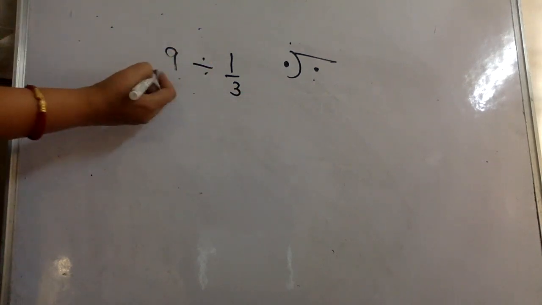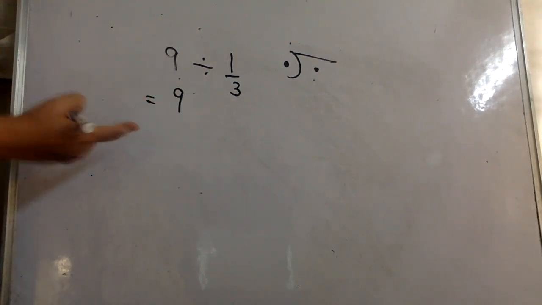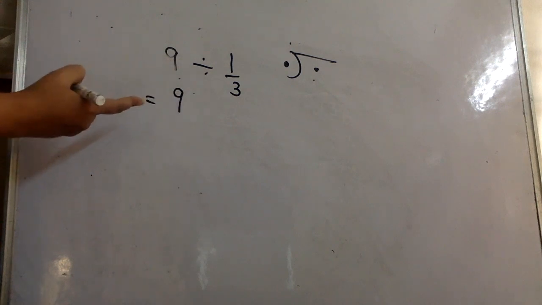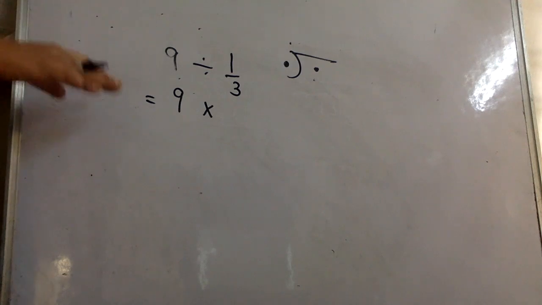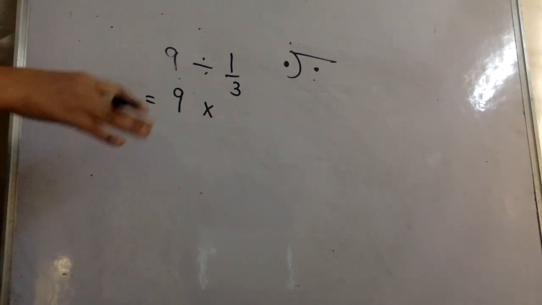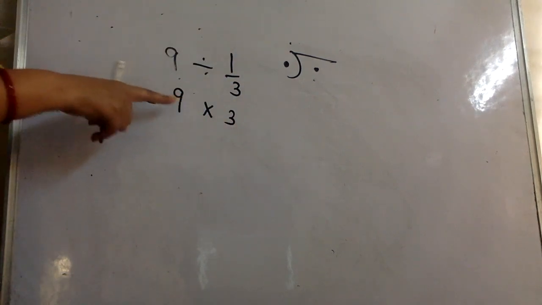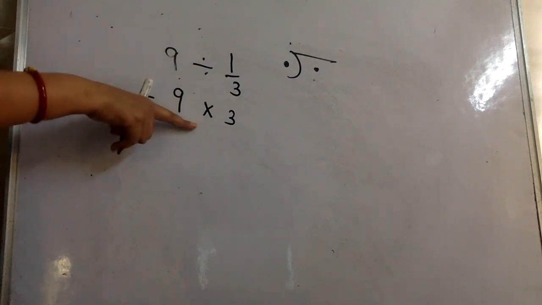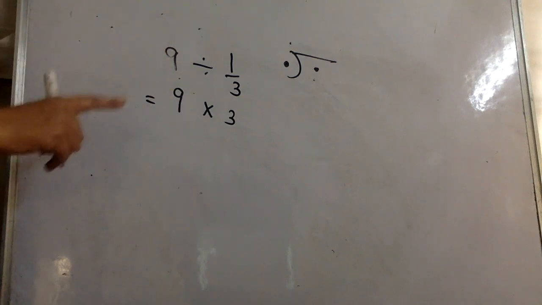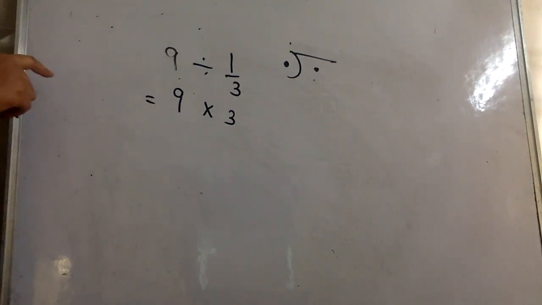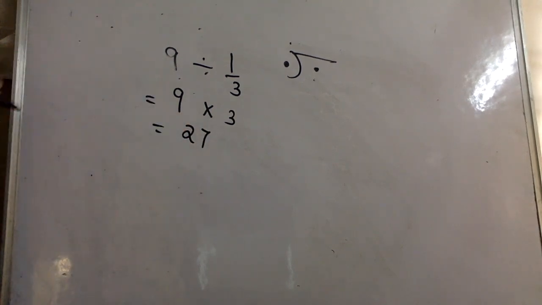Now what to do? If you have a fraction here, you just write 9. And in the next step, you convert this division sign to an into sign, and in that step itself, you have to write the reciprocal of this. So in one step, your sum changes from a division to a multiplication question. And now you do whatever you do with regular fraction multiplication. So now it is 9 into 3, 27.